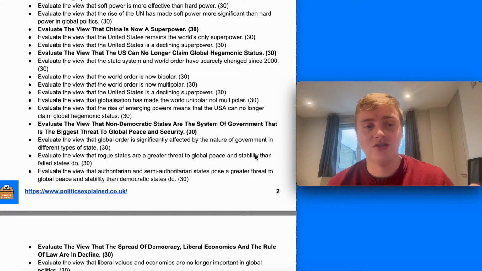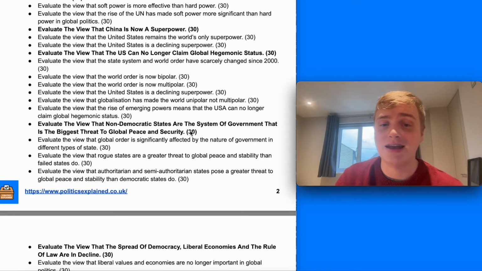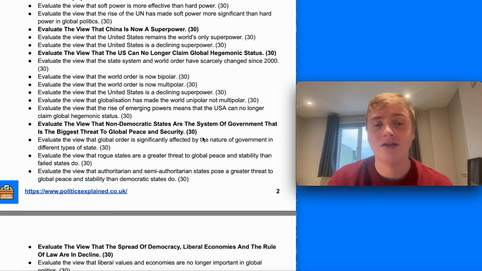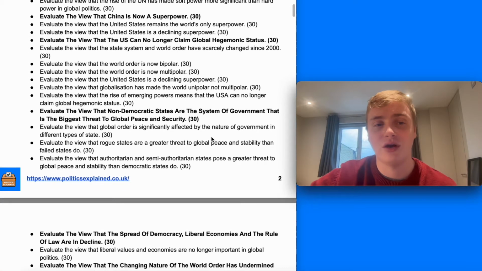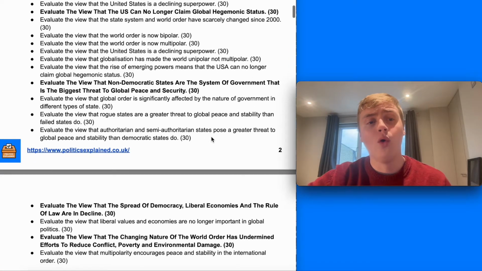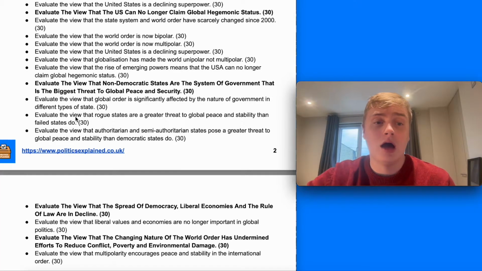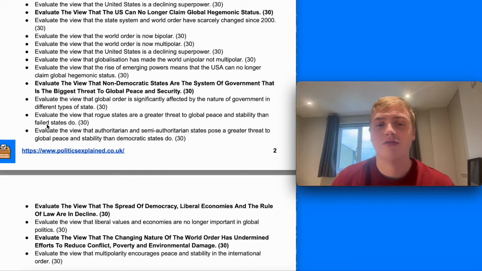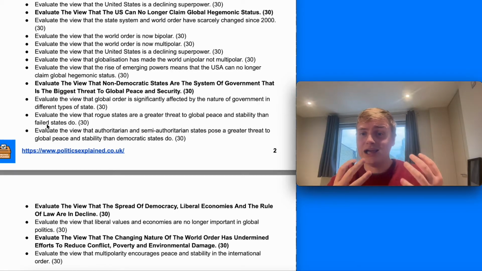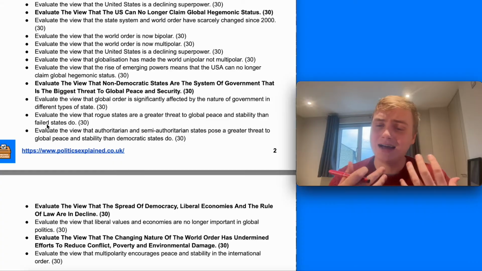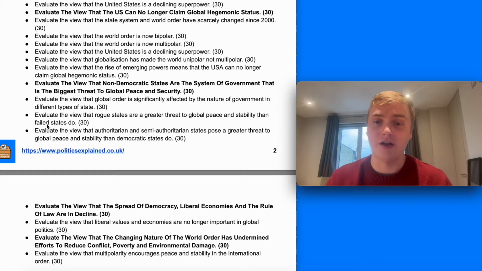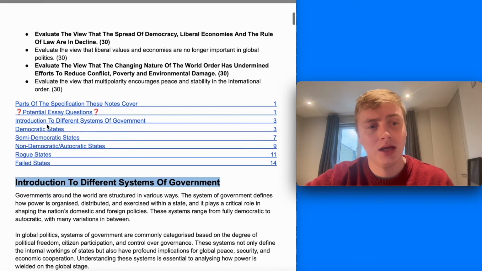So you could write a question: evaluate the view that non-democratic states are the system of government that is the biggest threat to global peace and security. Is a very likely question on this topic. Or evaluate the view that rogue states are a greater threat than failed states. So it could be between 2 different types as well, though I think that's a little bit less likely, as that actually is a really difficult kind of question to find enough content for.